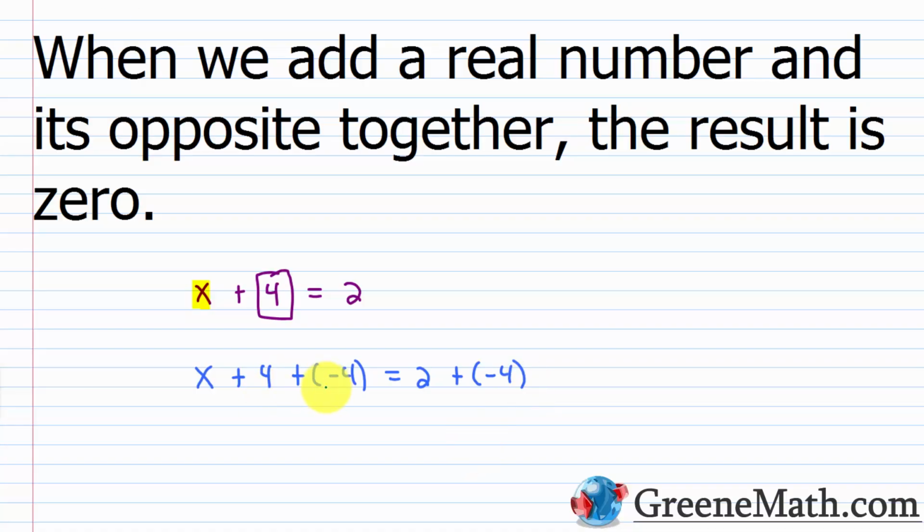Negative 4 plus 4 is 0. So x plus 0 equals 2 plus negative 4. 2 plus negative 4 is negative 2. Now, we just talked about the fact that 0 is the additive identity. So x plus 0 is just x. So this gives me x equals negative 2, and that's the solution for my problem, right? If I had negative 2 plus 4, I would in fact get a result of 2.